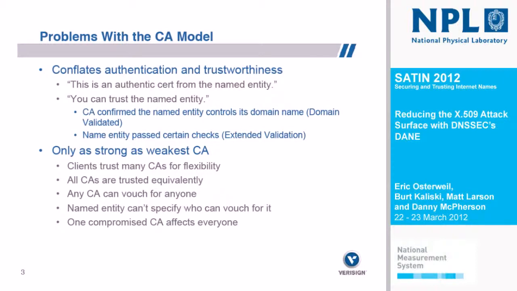What that means is that any certificate authority can vouch for anybody. The converse is that if you're a named entity, if you have a server and you want a certificate, you can't specify who can vouch for you. Any one of these CAs are all trusted equally, and they can all vouch for you. So if the weakest one is compromised, that affects everyone because they can potentially vouch for everyone, which is exactly what we saw. That's why the Comodo and the DigiNotar compromises were so damaging, because they could make, and they did make, assertions about the identity of Google and Yahoo and very popular websites.